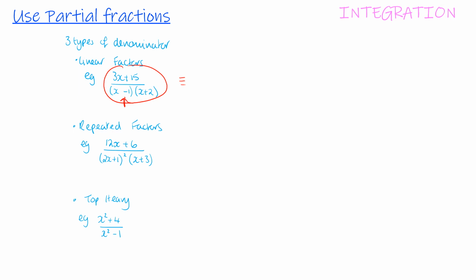So because this is linear denominators, it would be A over x minus 1 plus B over x plus 2. Then go through your routine to find A and B, because then the integration is going to be much easier when you've got the separate fractions. So there's 3 different types. That's the first type, when we've got linear factors, when you've got a repeated factor in the denominator.